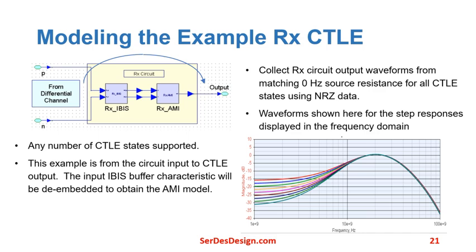Modeling the example Rx CTLE. Any number of CTLE states are supported. This example is based on defining the Rx CTLE with 32 states, each defined with time domain step response waveforms. The IBIS buffer characteristics will be de-embedded to obtain the AMI model. For modeling the CTLE, collect the Rx circuit CTLE output waveforms with a matching 0 Hz source resistance for all CTLE states using NRZ data. The waveforms shown here are for the step responses displayed in the frequency domain.